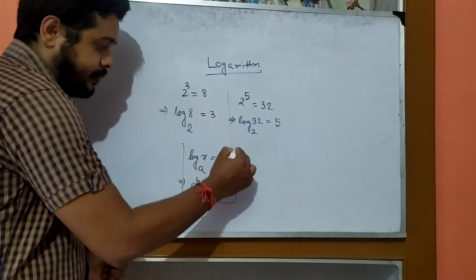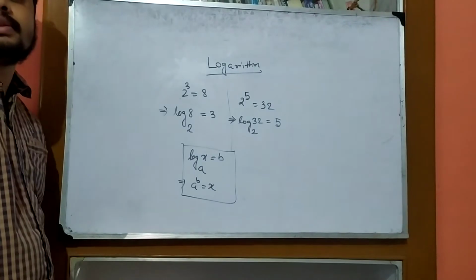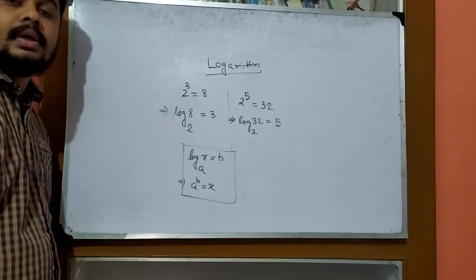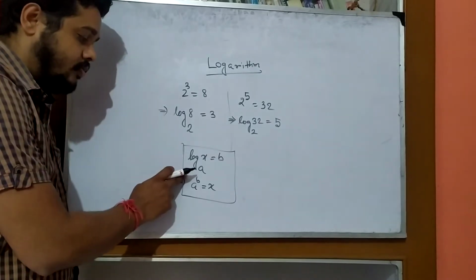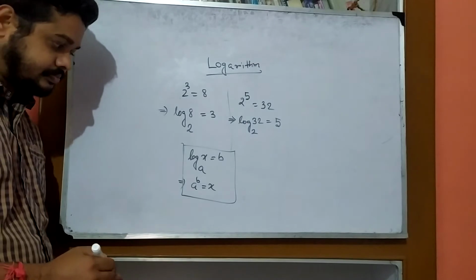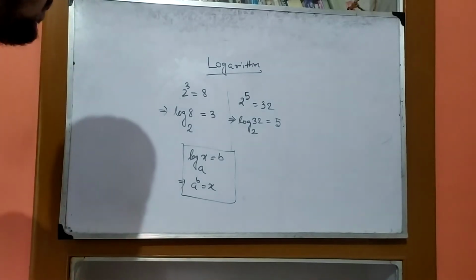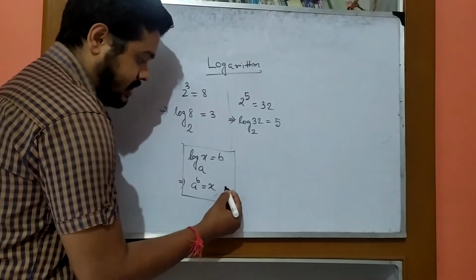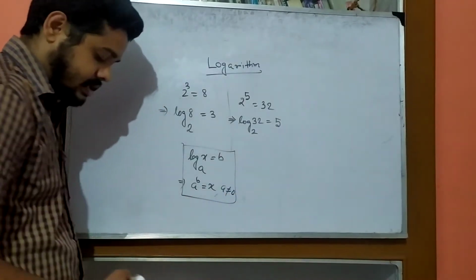This is the main definition of logarithm. This is the main law of logarithm, or you can say this is the definition of logarithm. Obviously a not equals to 0.